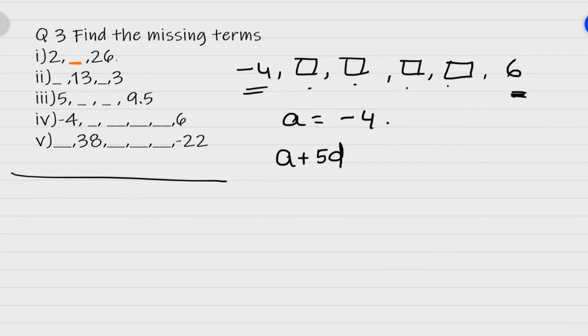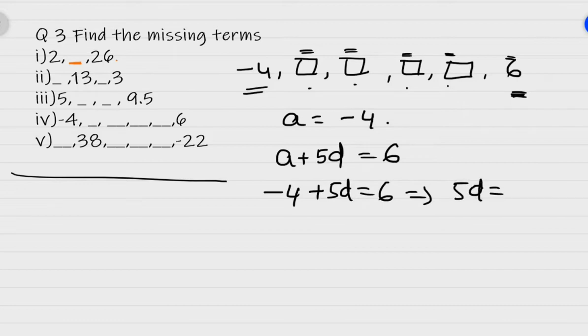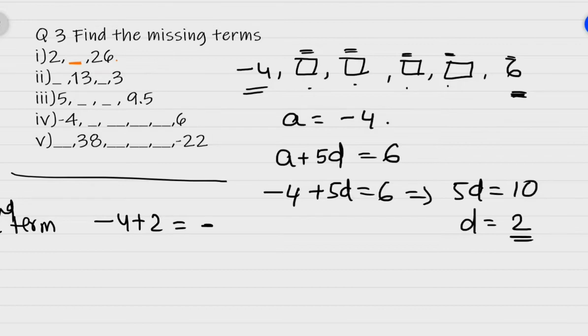And here, this will be A plus D, A plus 2D, A plus 3D, A plus 4D, and this is A plus 5D. And A plus 5D is 6. Now put the value of A, that is minus 4 plus 5D is equal to 6. It's so simple. See, 5D will be equal to 10. So D will be equal to 2. Now see, what will be your second term? Second term will be equal to A plus D. Minus 4 plus 2. That is equal to minus 2.